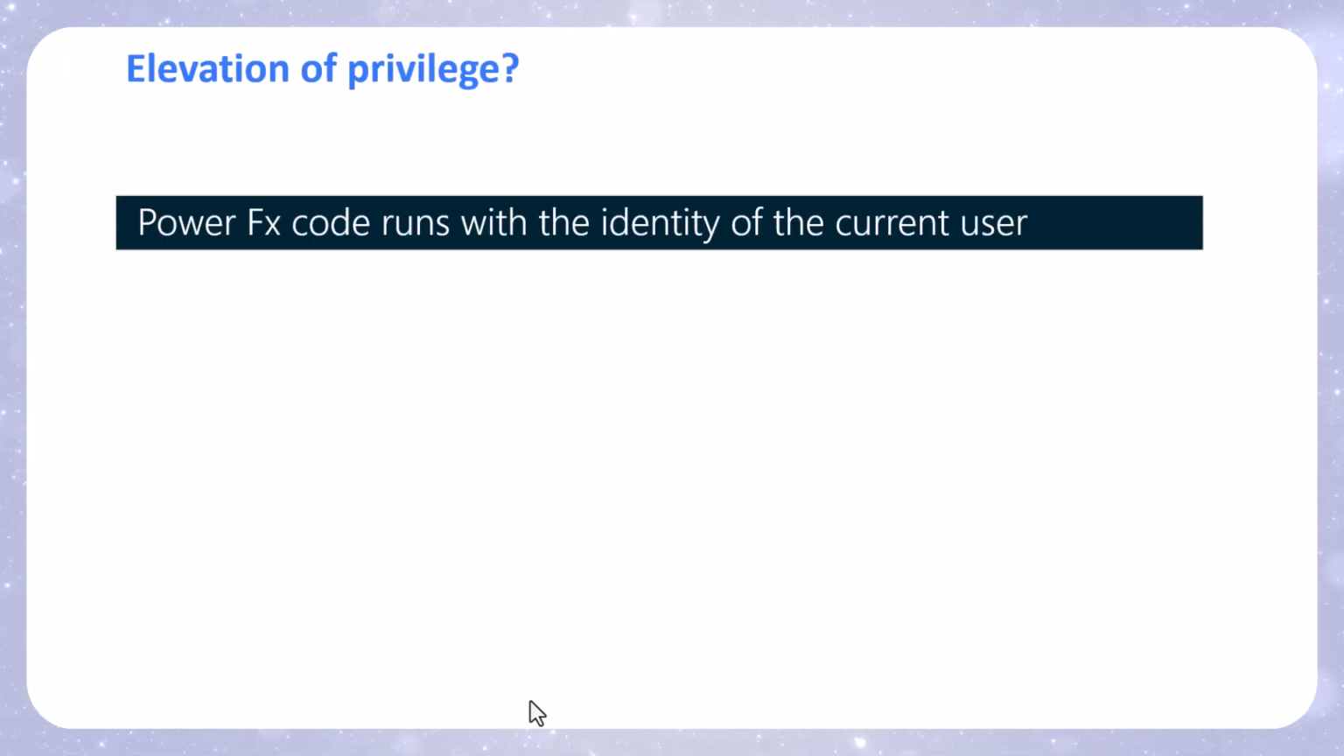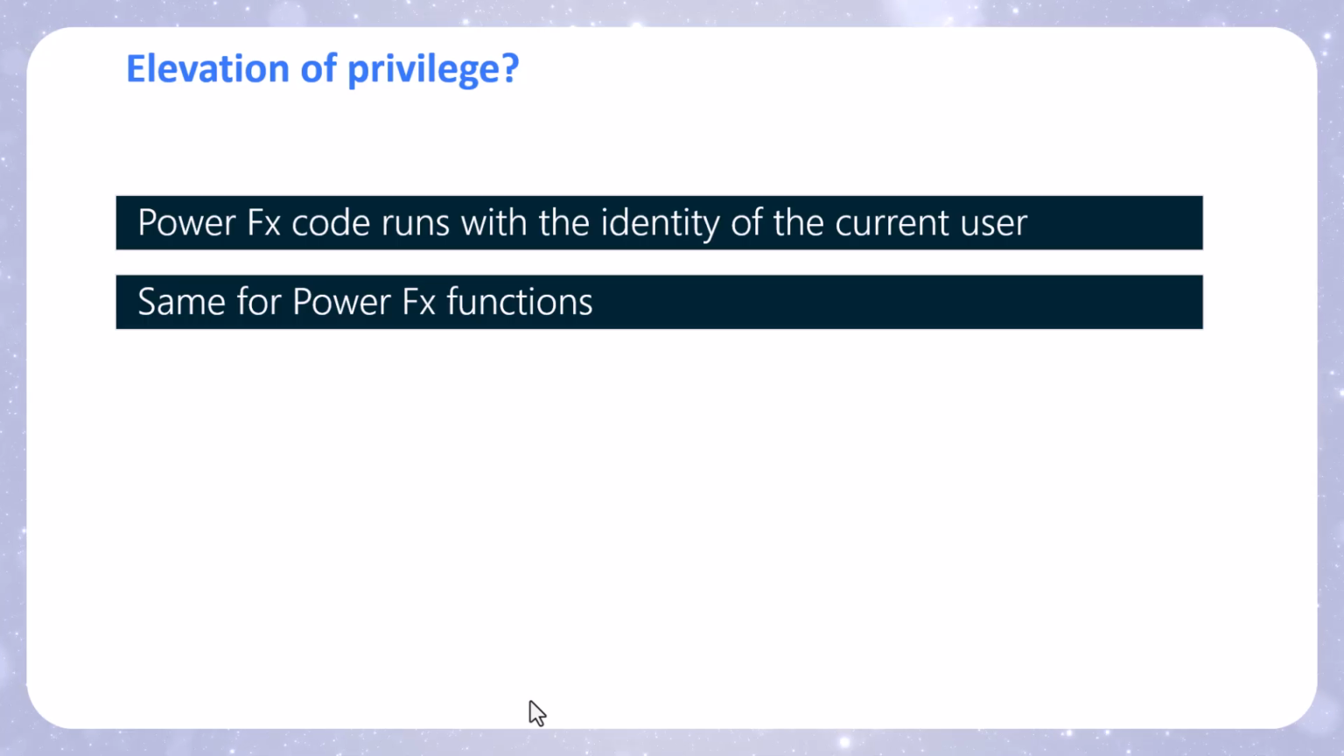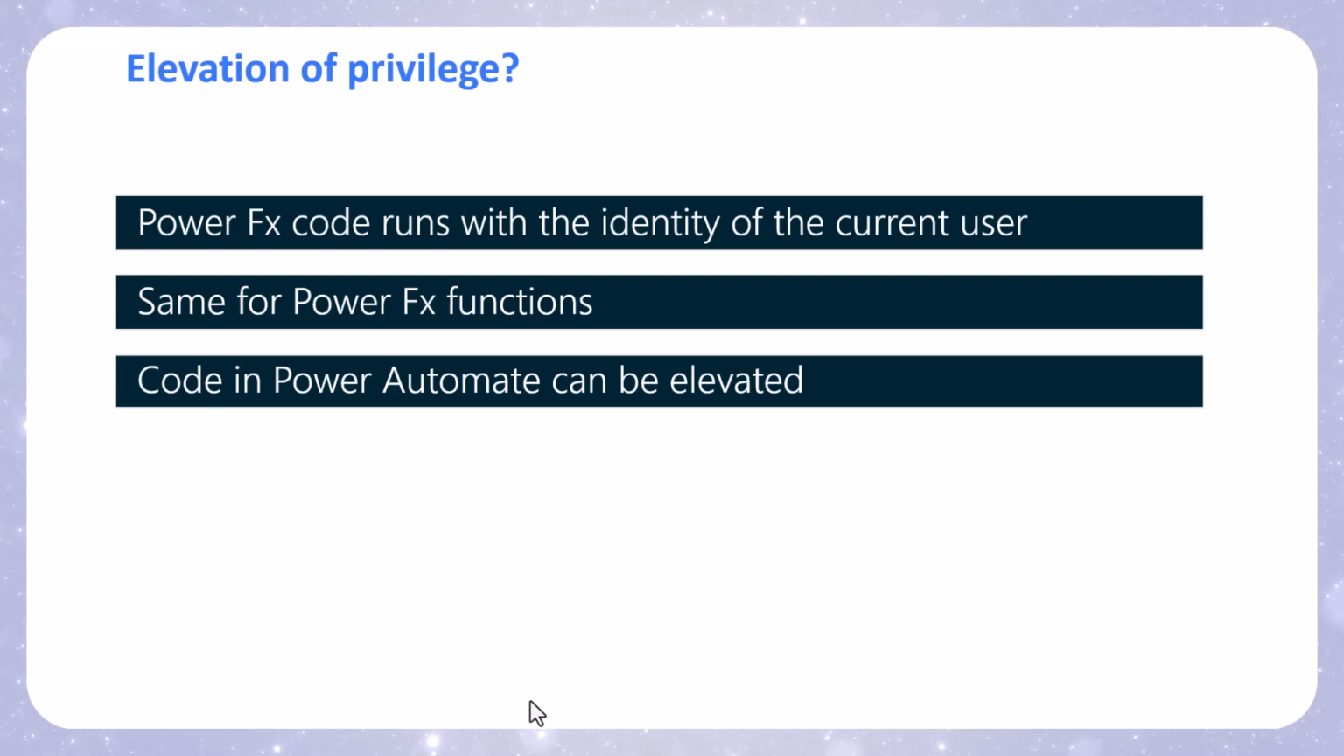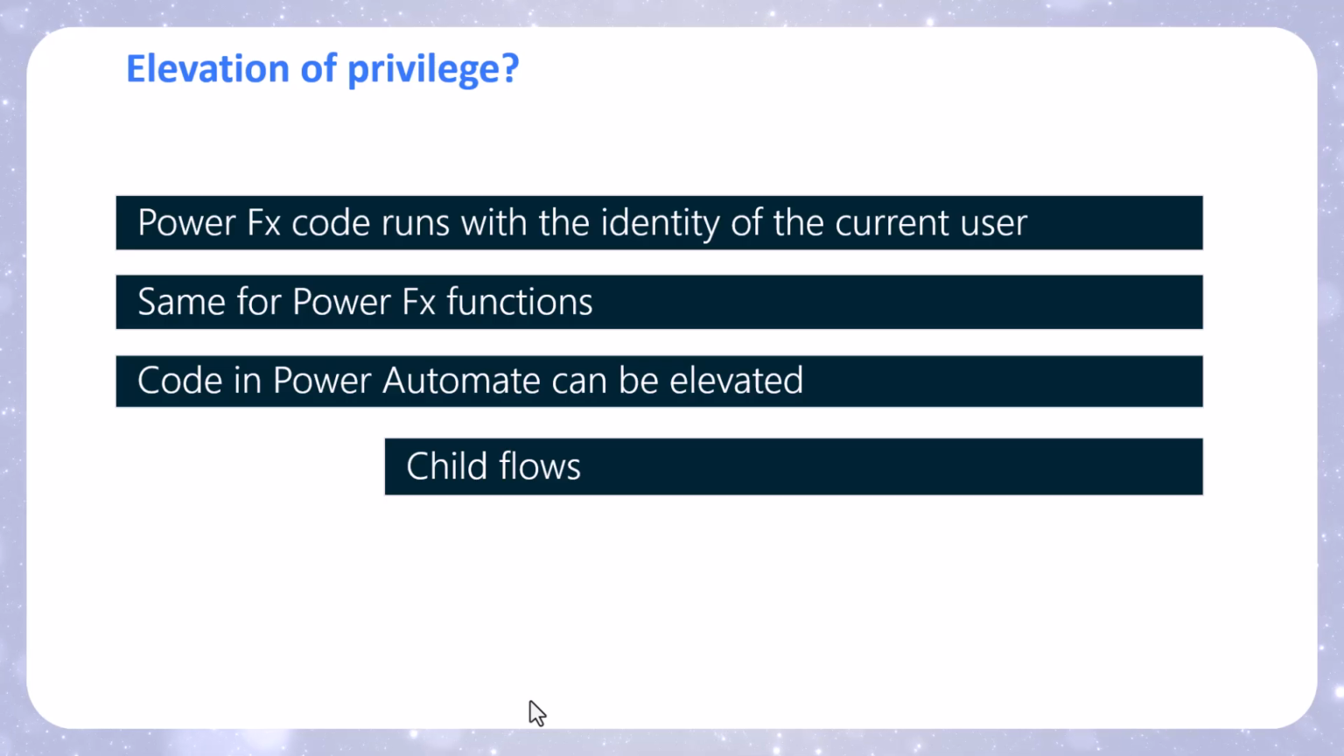So I mentioned elevation of privilege. Indeed, Power FX code always runs with the identity of the current user, and that's by design. It's very secure. Same for Power FX functions, server-side Power FX functions. But code in Automate can be elevated, and that can be very interesting if your code needs to access some data source that the end user cannot, like some system table, for instance.